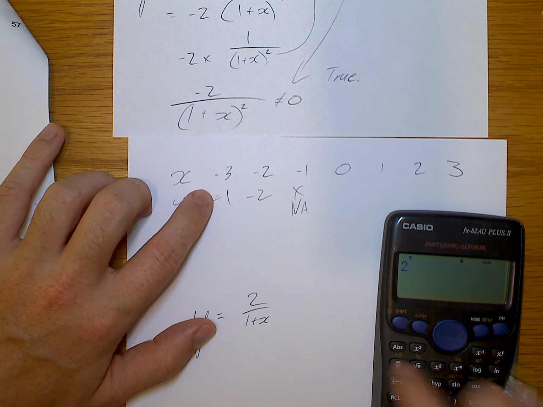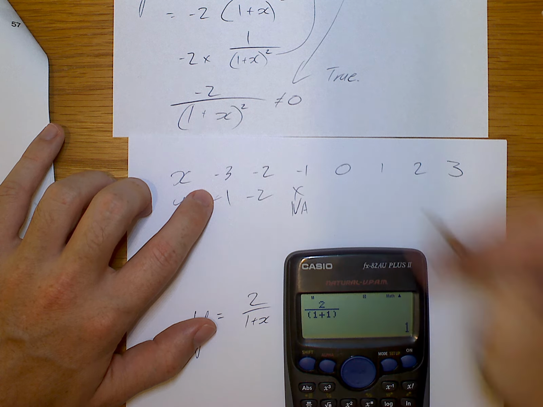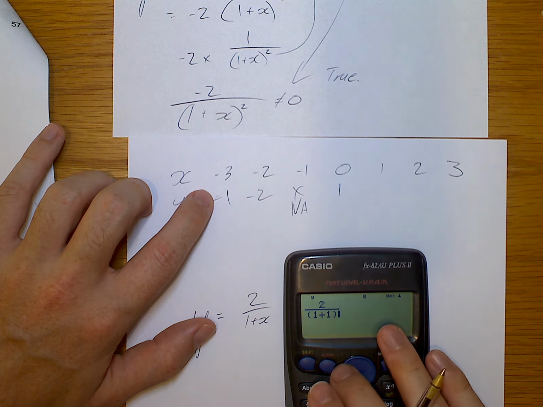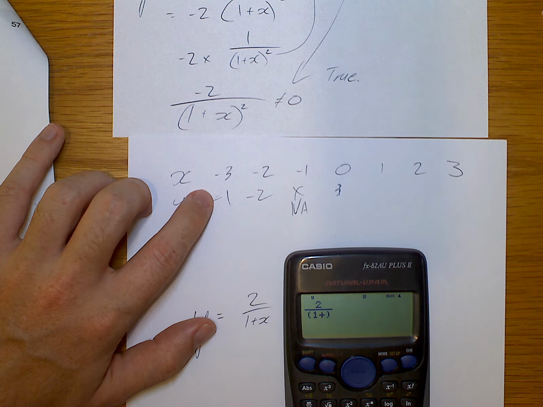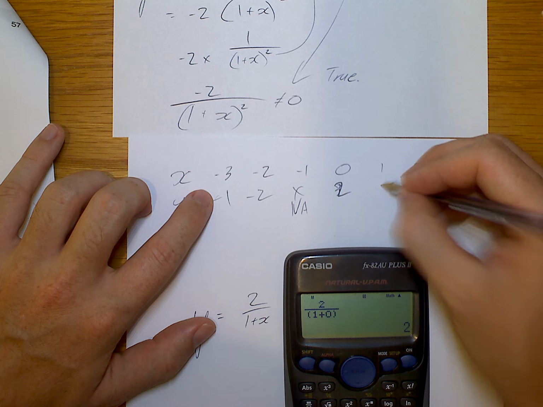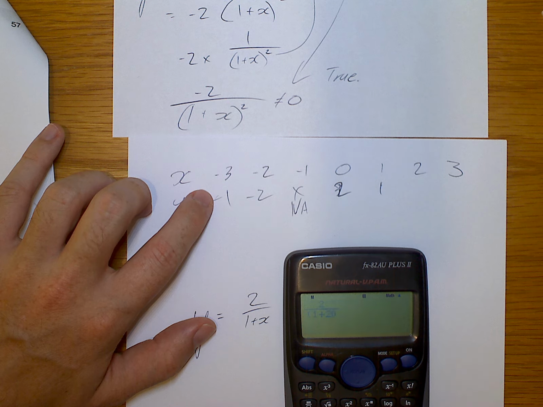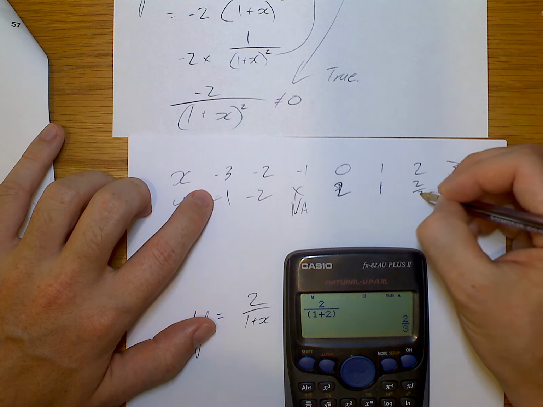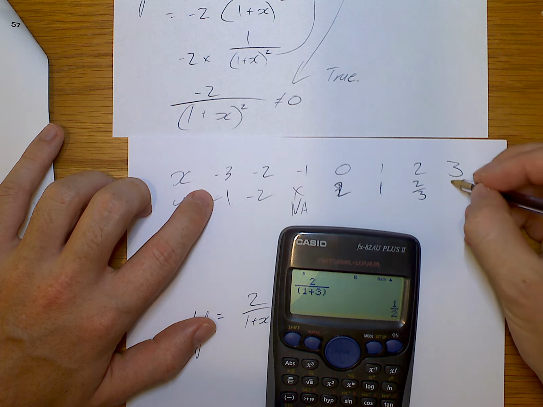2 over 1 plus 1, it's going to be 1, oops, sorry, that should be 0, 0, it's going to be 2, that's going to be 1, it's going to be 2 over 3, and it's going to be half.